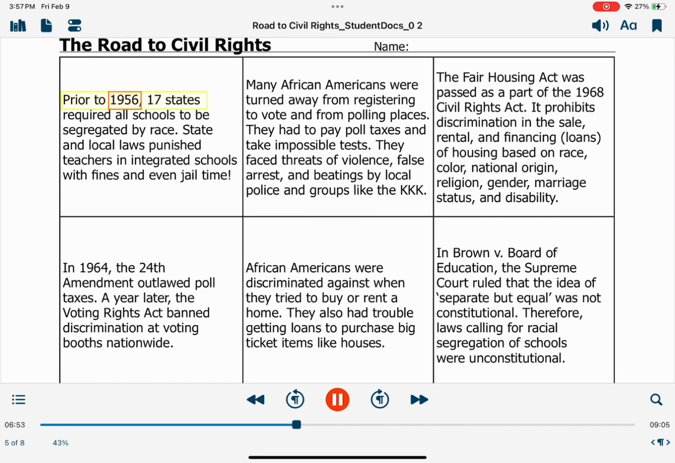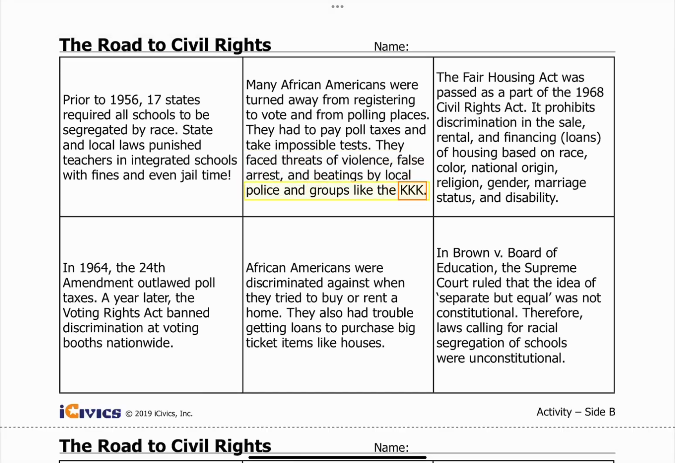Prior to 1956, 17 states required all schools to be segregated by race. State and local laws punished teachers in integrated schools with fines and even jail time. Many African Americans were turned away from registering to vote and from polling places. They had to pay poll taxes and take impossible tests. They faced threats of violence, false arrest, and beatings by local police and groups like the KKK.